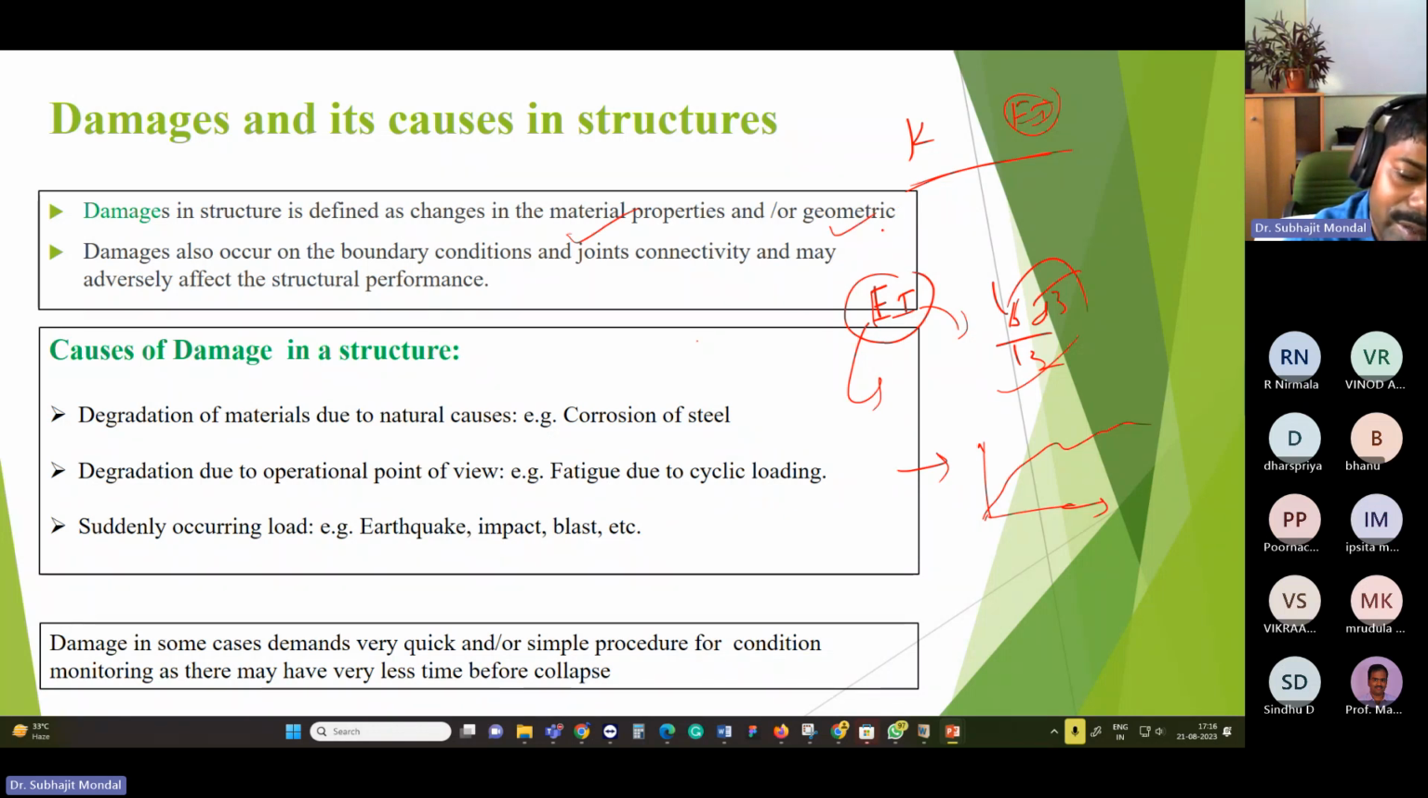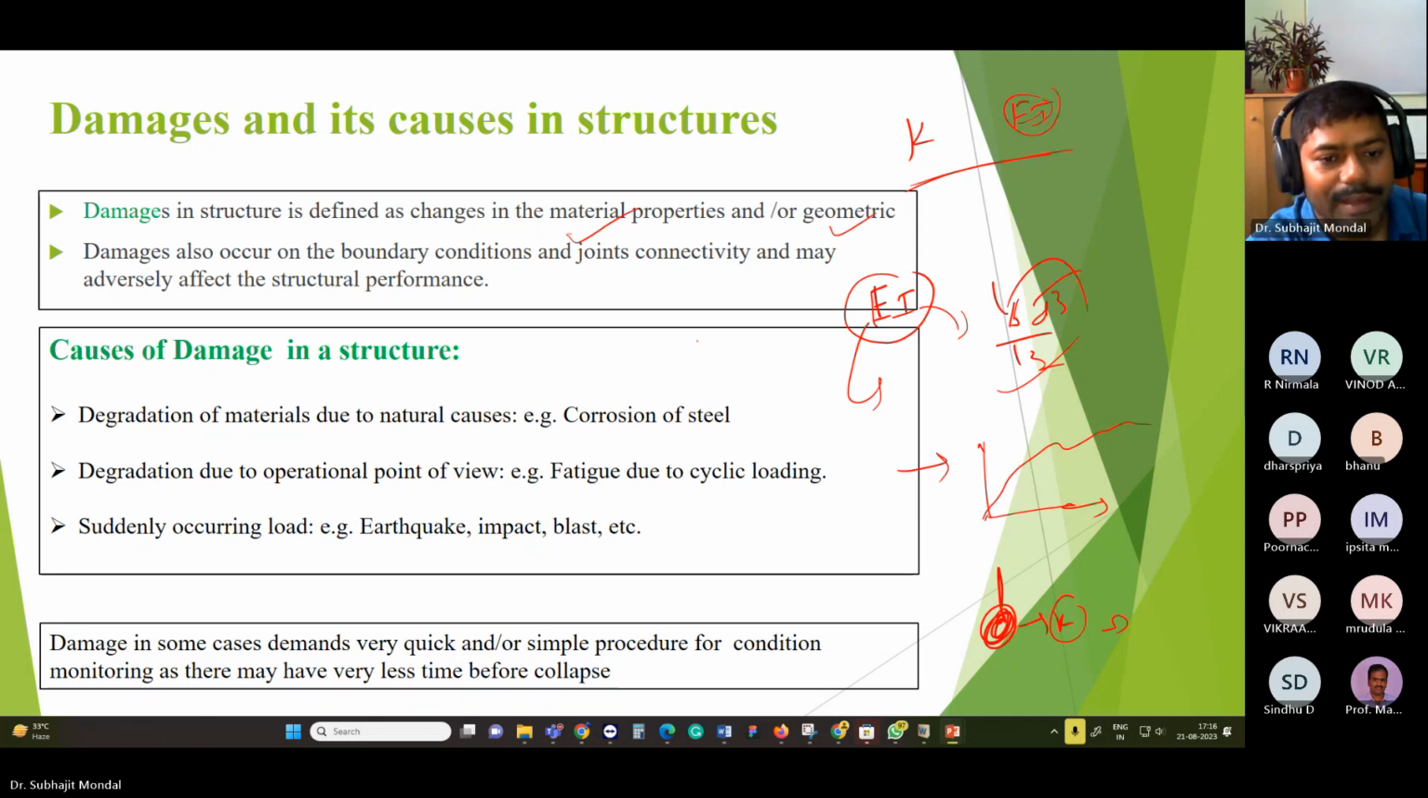Now, if you have damage in the boundary conditions, then what to do? We have to consider a spring and identify the spring constant. So if you have damage in the boundary, we have to model it as a spring, and you have to find the spring constant. From this, you can go forward with our structural health monitoring.